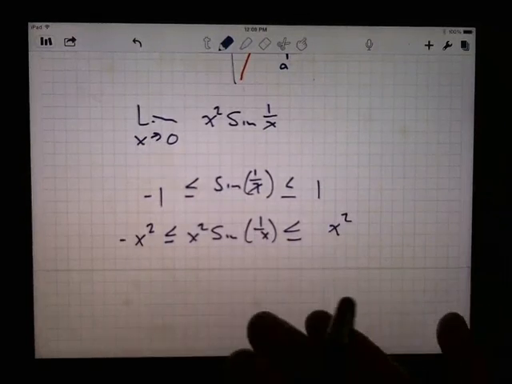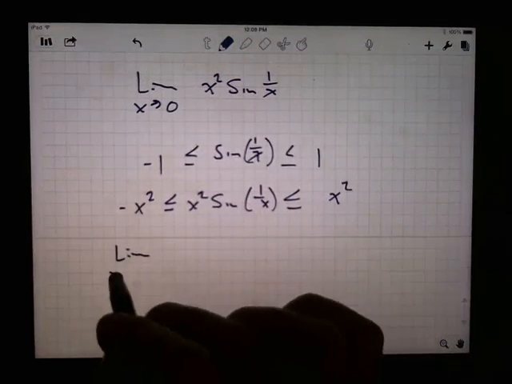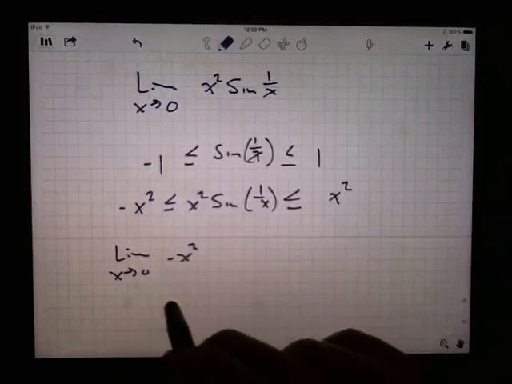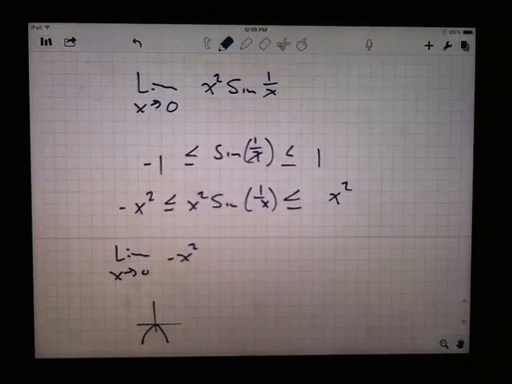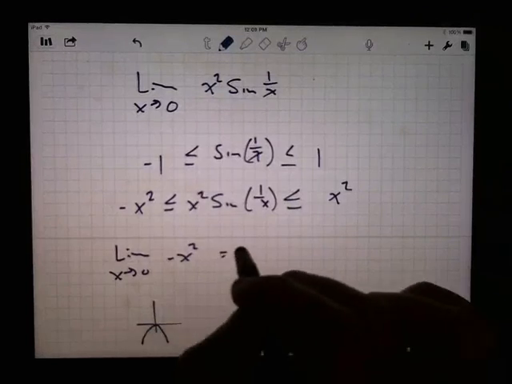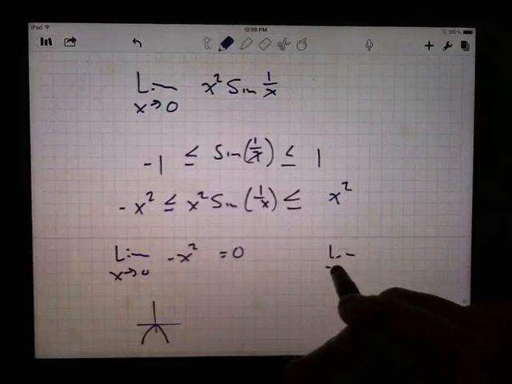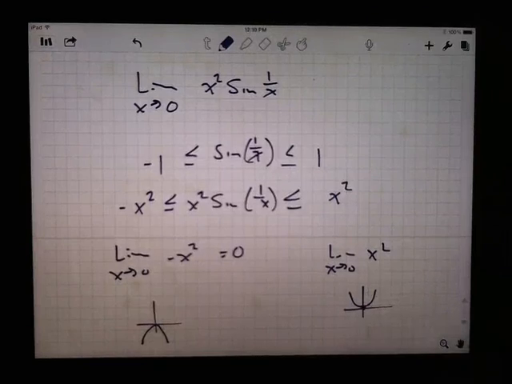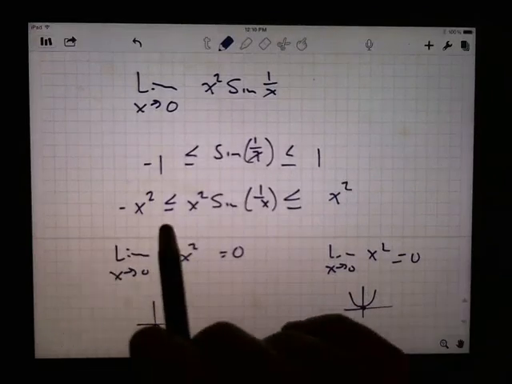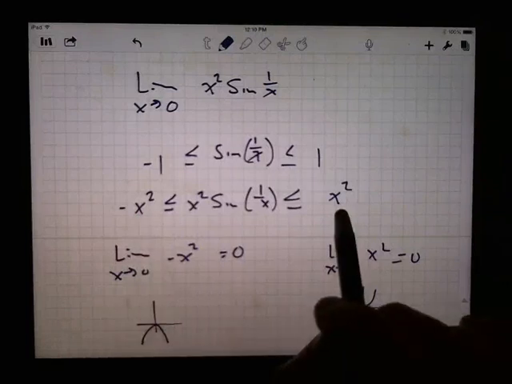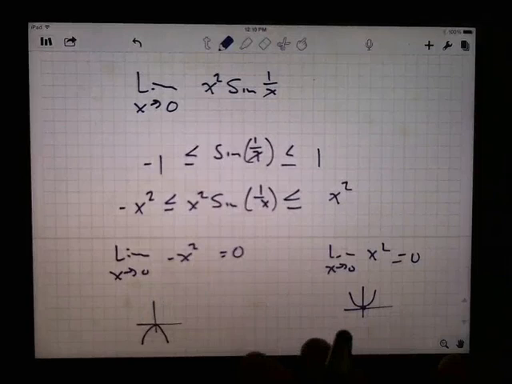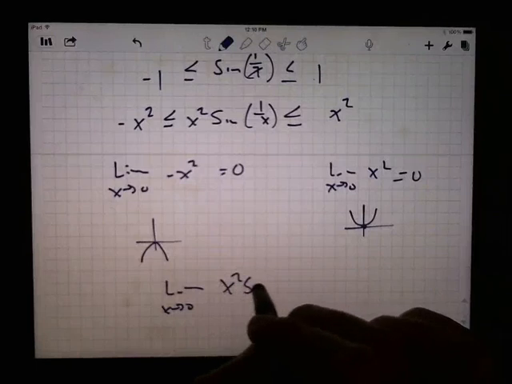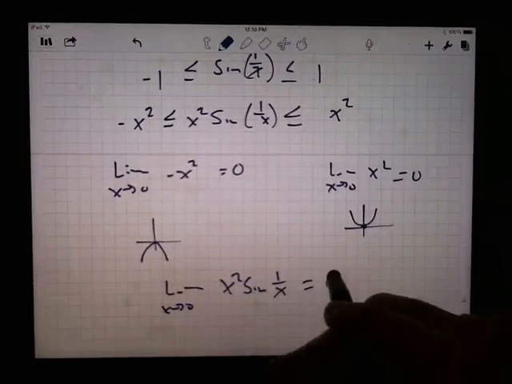and positive x squared. Well, notice, if I look at the limit as x goes to 0 of negative x squared, nothing goes wrong there. That's just your upside down parabola. As x is headed to 0, the y value is headed to 0. Likewise, the limit as x goes to 0 of positive x squared, that's your right side up parabola, and as x is headed to 0, the y value is headed to 0. So both this function and that function are headed to 0 as x goes to 0, and hence, by the squeeze theorem, the limit as x goes to 0 of x squared sine of 1 over x is also equal to 0.